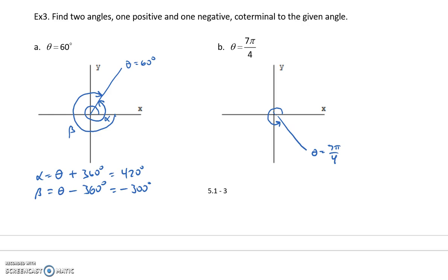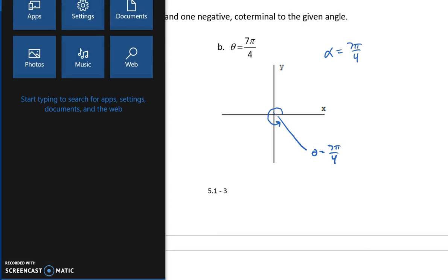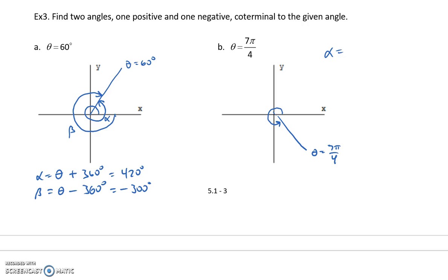So we want to find angles alpha and beta coterminal to theta. One of the angles we want to have positive measure, the other one negative measure. So let's take alpha to be the one with positive measure. I'm just going to write 7 pi over 4 as theta as I did in the previous example. If we add 2 pi to that, that angle will be coterminal. It'll have the same terminal side as 7 pi over 4. It'll have a positive radian measure.